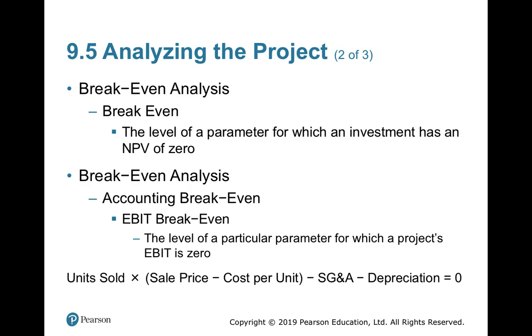How we show this, how we will find the break even. Break even is where units sold multiplied by sale price minus cost per unit minus SGA minus depreciation will be 0, because the break even is the number of units at which you book no profit, no loss. So break even unit will be the unit at which units sold multiplied by sales per unit minus cost per unit minus SGA and minus depreciation will be 0.